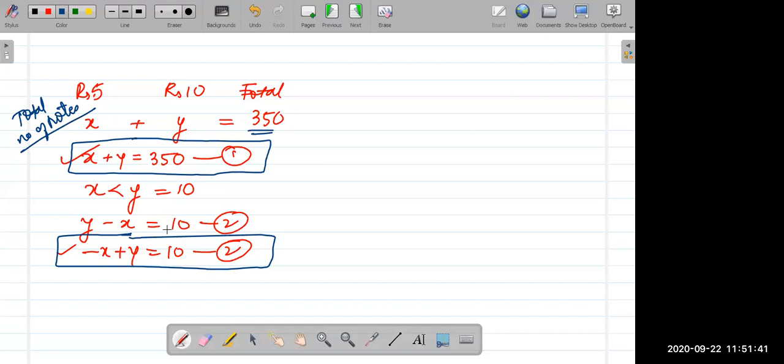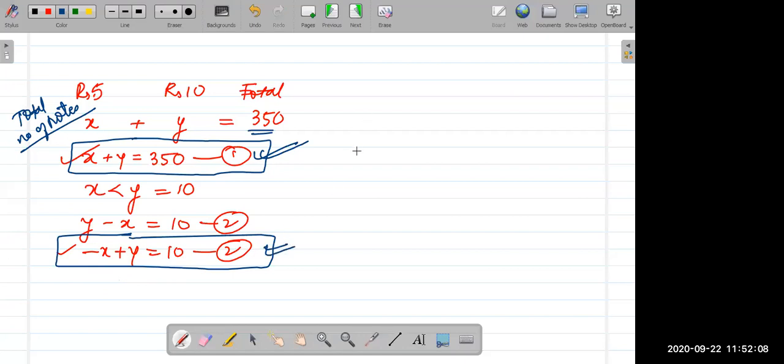Yes, the total number of notes cannot be in decimals. You all are right, students. So the total number of notes is 350. So actually we directly needed to add both the numbers, that is, we were supposed to add X and Y together. So X plus Y equals 350. That should have been the first equation. And the second one was minus X plus Y equals 20.